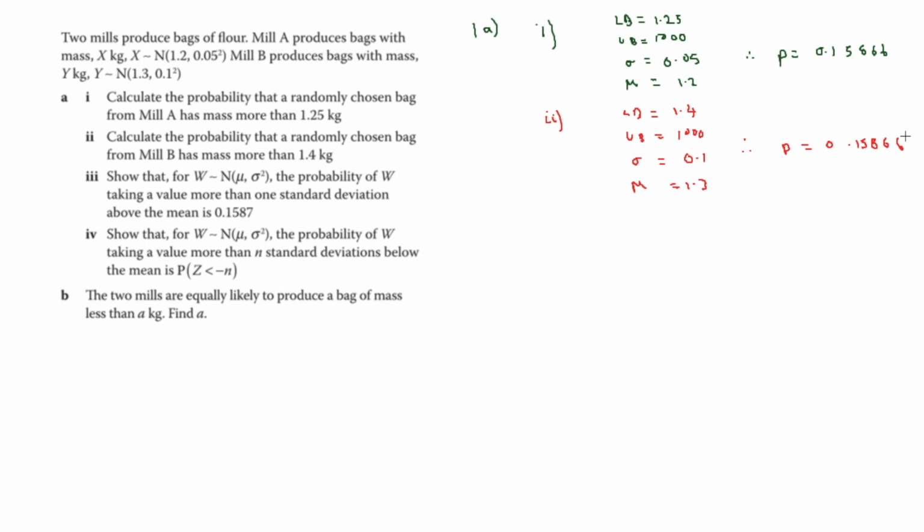0.15866. So therefore, the next question is asking us to show that for W, which is normally distributed, with mean and then variance, with standard deviation, the probability of W taking a value more than one standard deviation above the mean is 0.1587, which is the same as the answers we have just got there. So therefore, for this question, what we're going to say is that the probability that W, and it says more than, and then it's going to be mean plus standard deviation. It says that one standard deviation above the mean should be 0.1587.